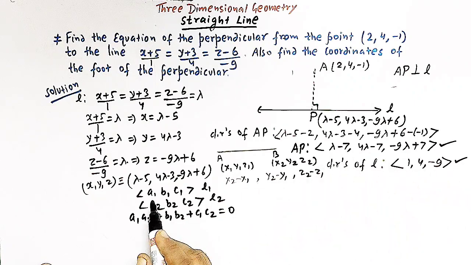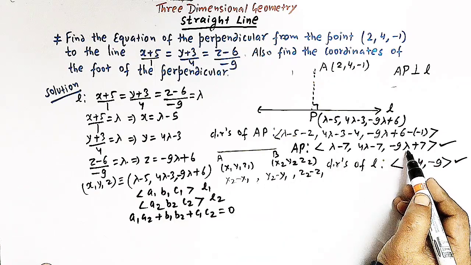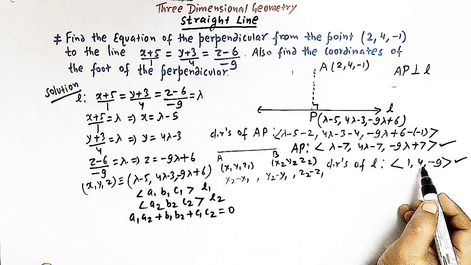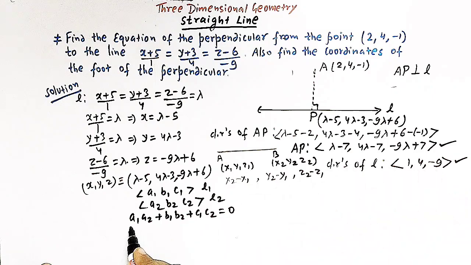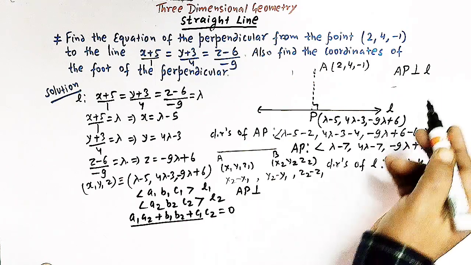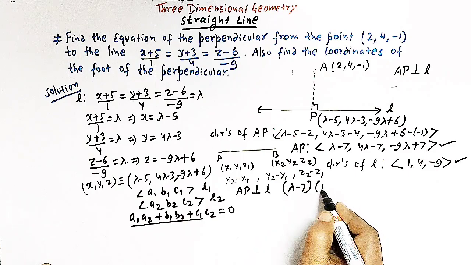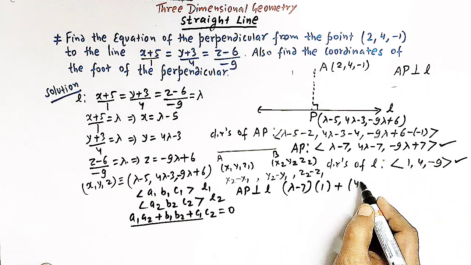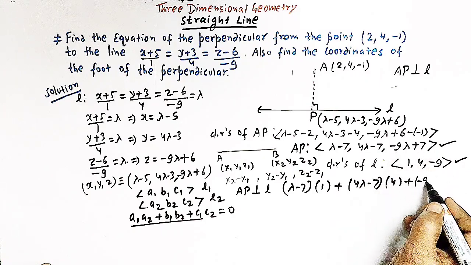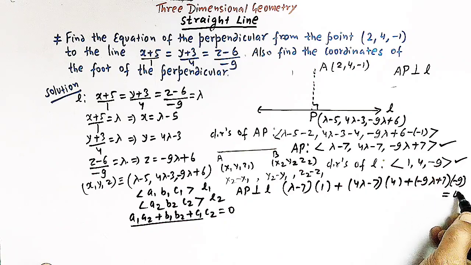So here we can take a1, b1, c1 as lambda minus 7, 4 lambda minus 7, minus 9 lambda plus 7, and a2, b2, c2 can be taken as 1, 4, minus 9. So let us apply this condition. So we have AP perpendicular to the line L. So we have lambda minus 7 times 1 plus 4 lambda minus 7 times 4, and then we have minus 9 lambda plus 7 times minus 9, and this is equal to 0.